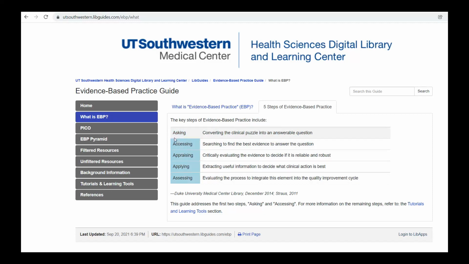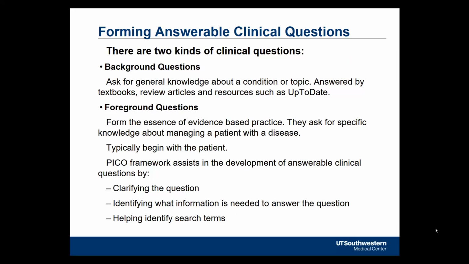And again, we're just going to focus on asking a question, quite a bit about accessing the evidence, and just a little bit about appraising, some basic tips about that. The first A is for asking, so let's talk about the 2 types of clinical questions.